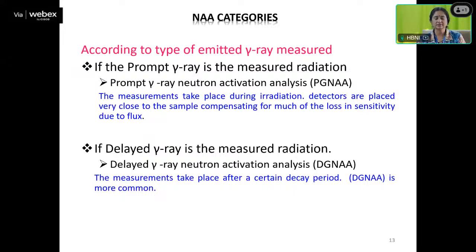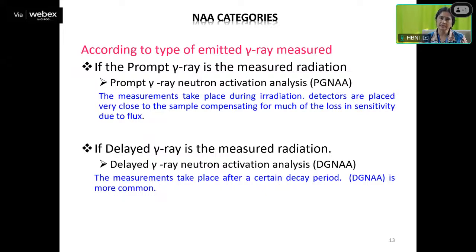So now the second one is the delayed gamma, delayed gamma neutron activation analysis or DGNAA. The measurement takes place after a certain decay period, because when the sample is irradiated as such, because of the various elements present, it can gain high activity.